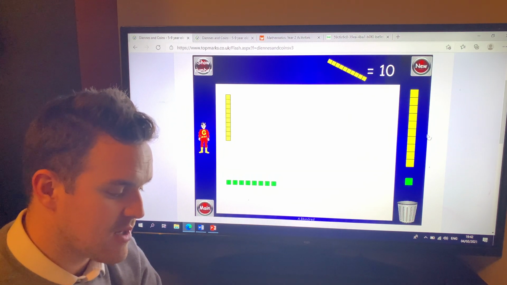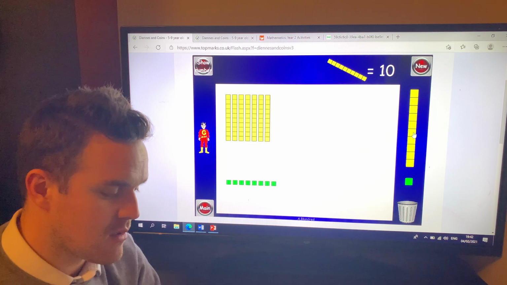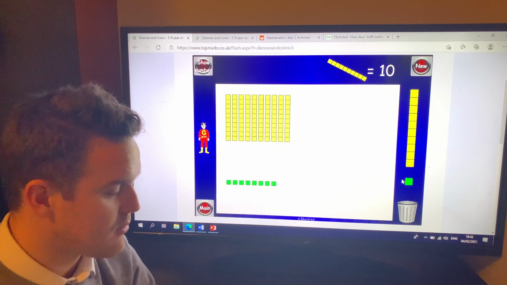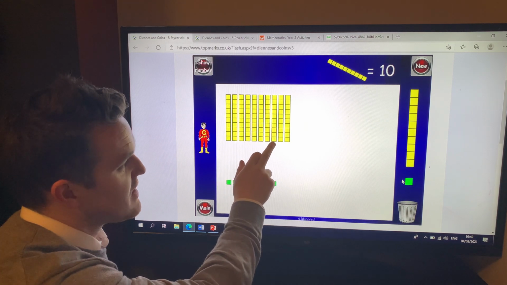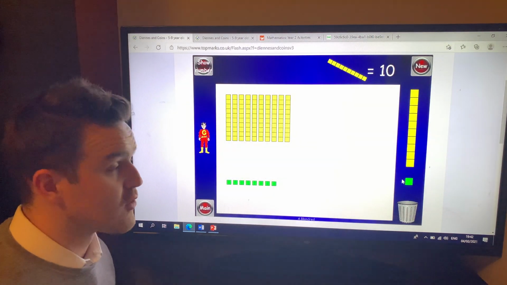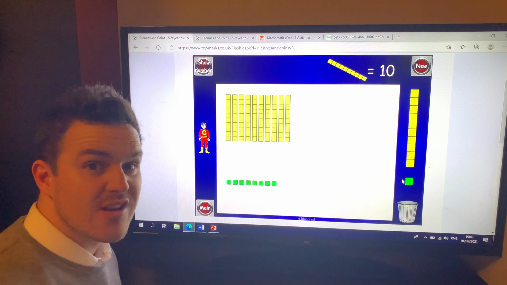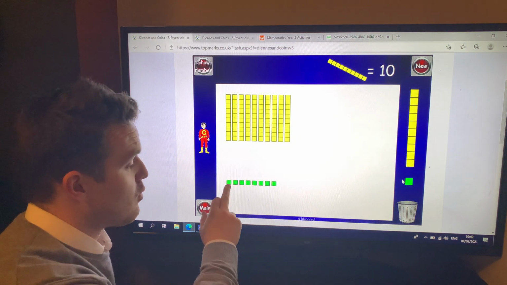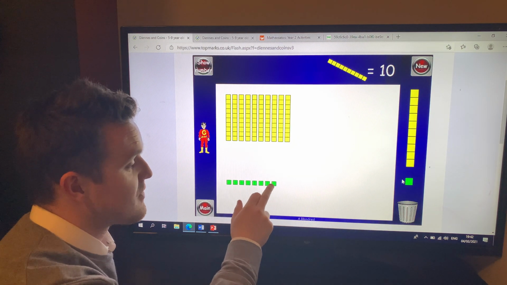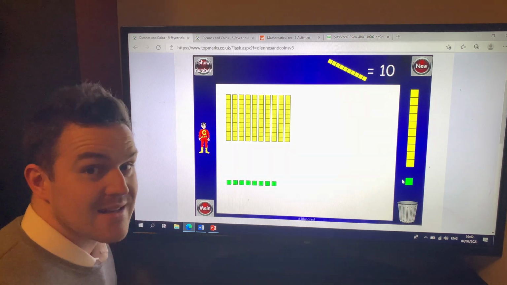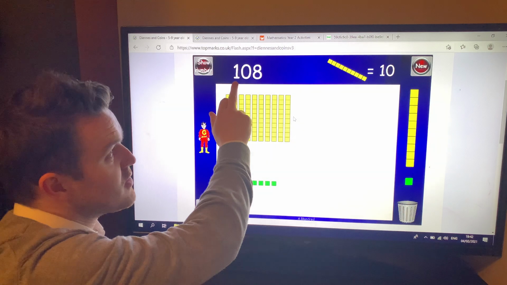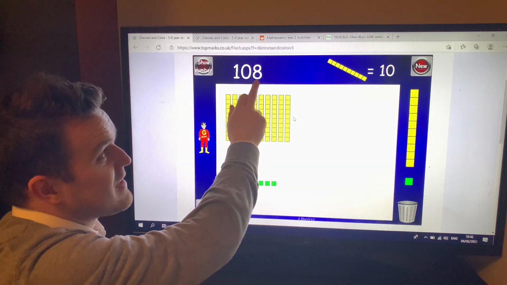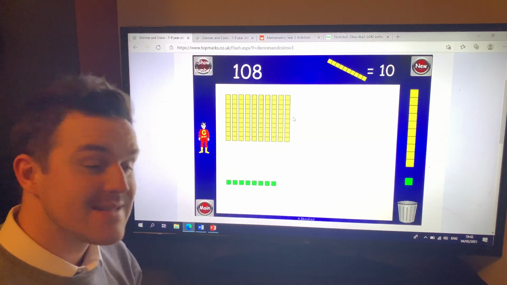We'll do one more question. Let's see what we have here. We have 10, 20, 30, 40, 50, 60, 70, 80, 90, 100. We've actually got over 100 this time. 100, and let's see how many ones we have. 1, 2, 3, 4, 5, 6, 7, 8. 108. Let's show how that's written. So we've got 100, 0 sets of 10, and 8 ones, 108.